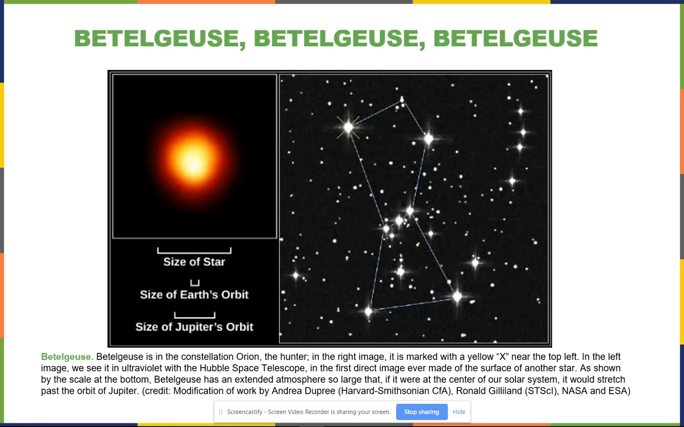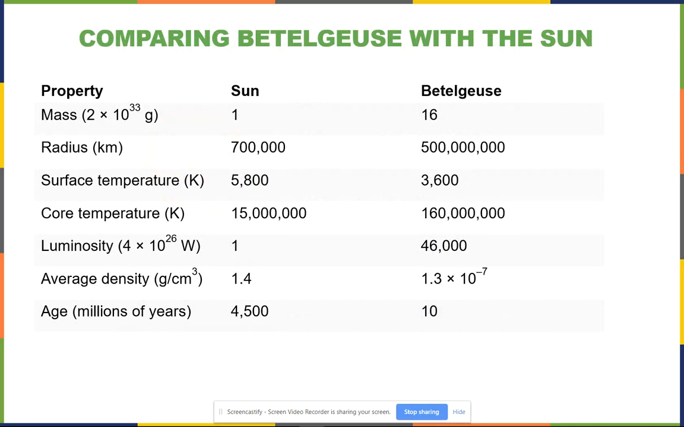So Betelgeuse, a very bright star up there. That's yellow, you can tell. Yellow X will tell you which one is Betelgeuse. This one here is Rigel, which is the blue giant, about the same size. I think about the same luminosity as well. So, what's so special about Betelgeuse? Well, I have here a comparison of Betelgeuse and the sun.